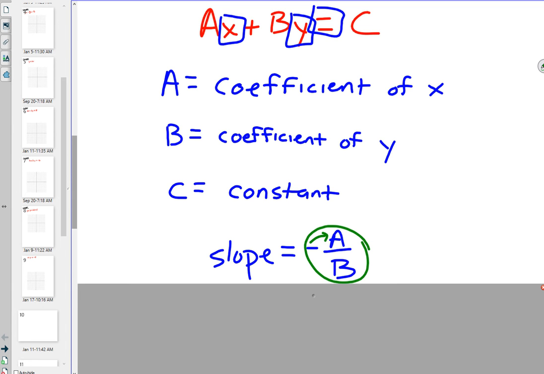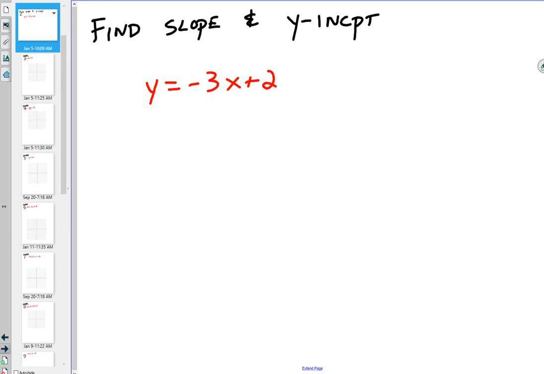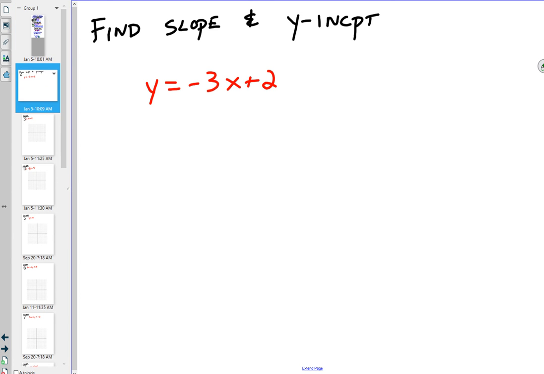If they ask you for slope and you're given a function that's in standard form, then you can use it. The other forms, you don't have to do that because they're already giving you the slope. You can just look at it and tell what the slope is, as long as you know where to find it. Like here, this is the first example we're gonna do. I'm not gonna do it yet, but see how it asks you to find slope? What form is this in? No, it's not standard. This is slope-intercept.